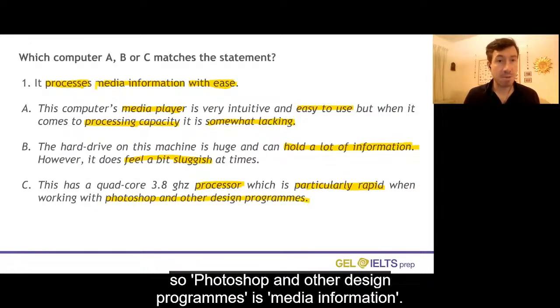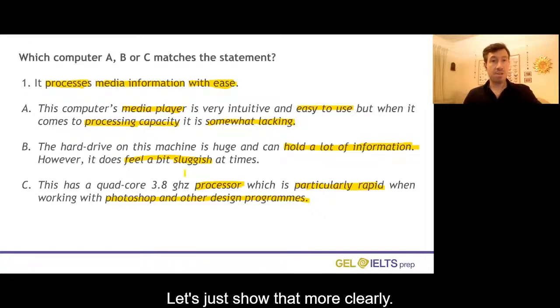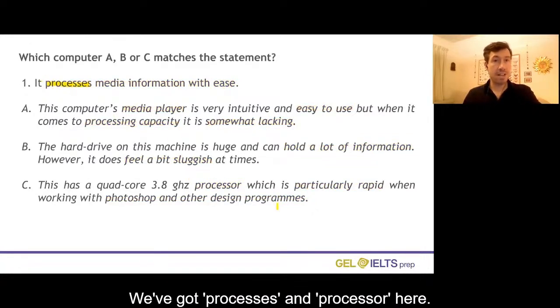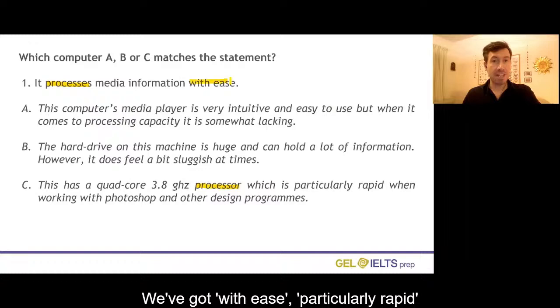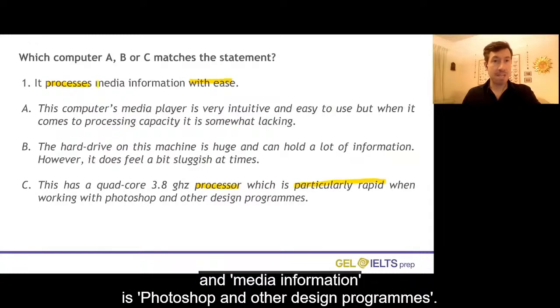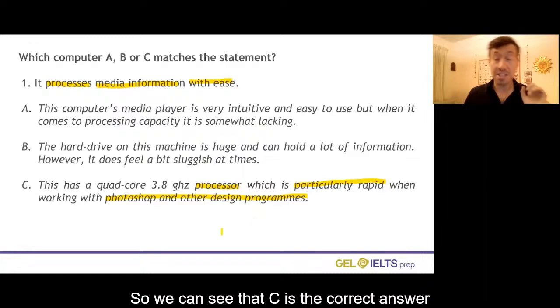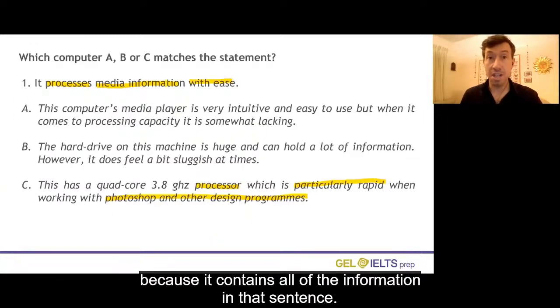So Photoshop and other design programs is media information. Let's just show that more clearly. We've got processes, processor here. We've got with ease, particularly rapid, and media information is Photoshop and other design programs. So we can see that C is the correct answer because it contains all of the information in that sentence.